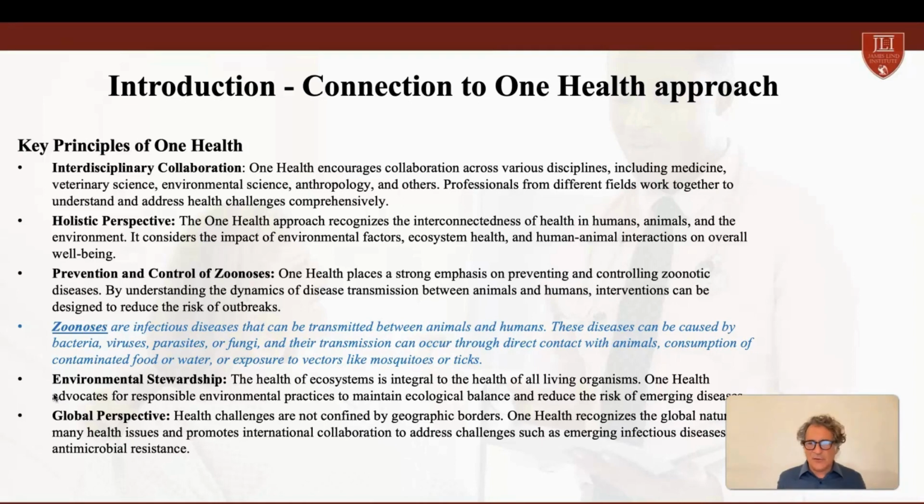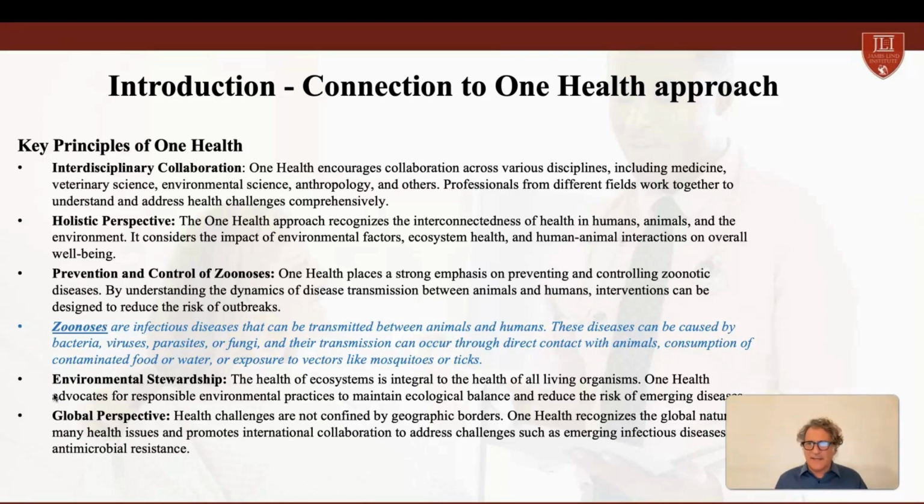Then there is another principle of One Health: the prevention and control of zoonoses. Zoonoses generally refer to an infectious disease that can be transmitted between animals and humans. So when you hear about zoonoses, it means we're talking about a specific disease, for example, that can be transmitted from animals to humans.